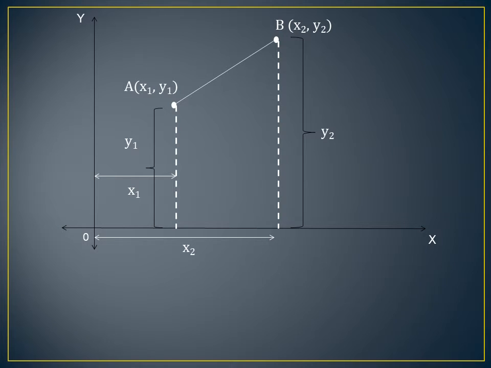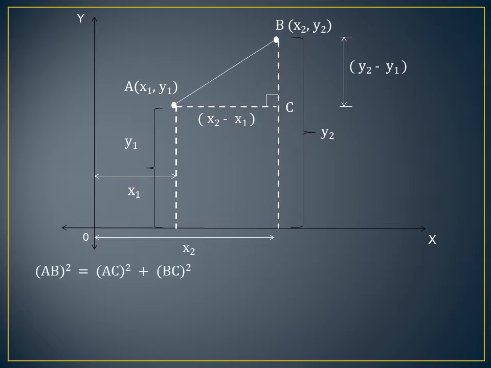Now since x2 is greater than x1, length AC will be x2 minus x1. And similarly, y2 is greater than y1, so we will have the length of BC as y2 minus y1. Now if we look carefully, we'll notice that triangle ABC is a right angle triangle with AB as the longest side.